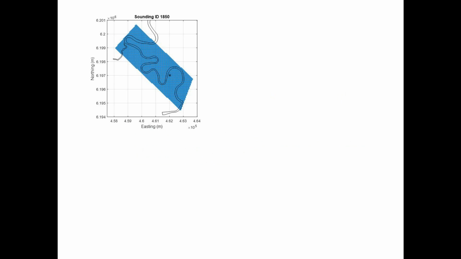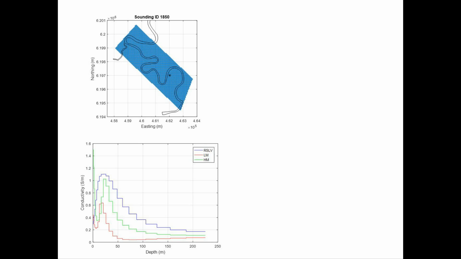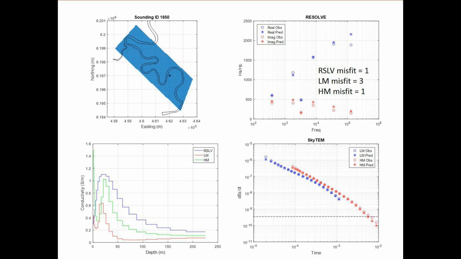For example, I pick one particular sounding here and do the inversion. This is the recovered model, and it looks reasonable from 0 to 1 kilometer. Everything looks fine. Now look at the data fit. On the top right is the RESOLVE data fit, where the total misfit equals 1, good.